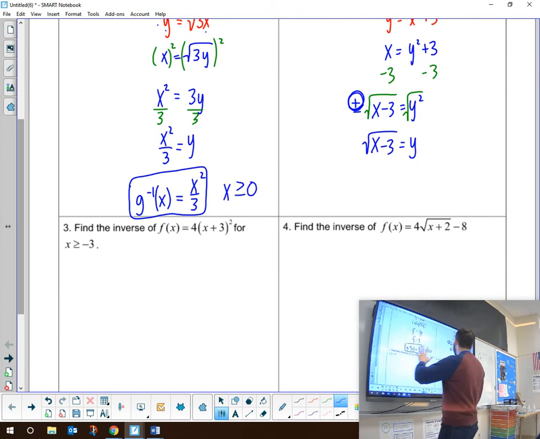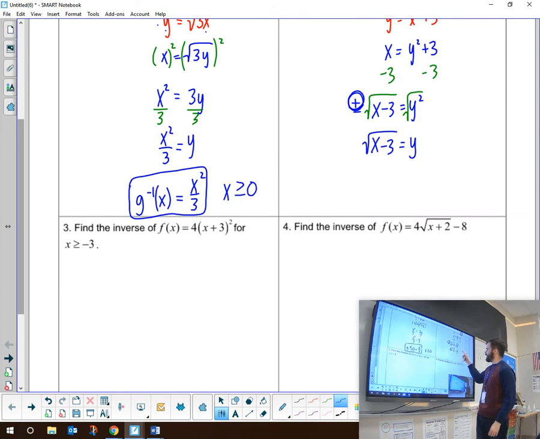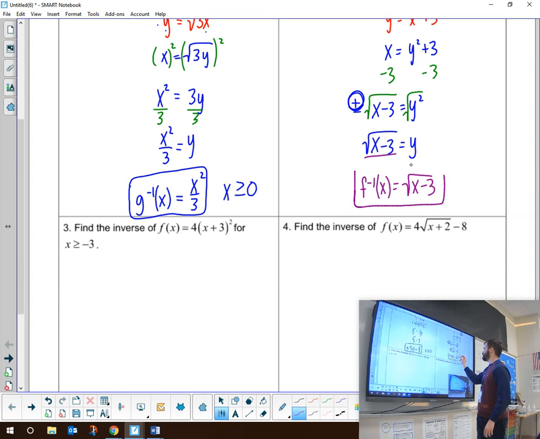Then, that's my answer, but we're going to replace that y with f to the negative 1 of x equals, and here's what it equals, the square root of x minus 3. So there's our answer for number 2. Let's take a look at number 3.